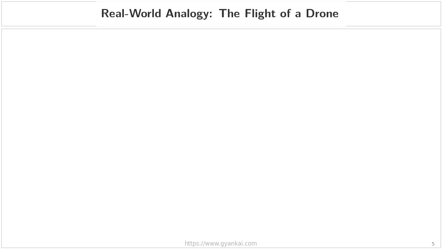Real-world analogy: the flight of a drone. Now, I know that all those algebraic derivations we just went through in the previous slides might seem a bit abstract. So, to help you visualize what is actually happening, let's step away from the math for a moment and use a real-world analogy: the flight of a drone.